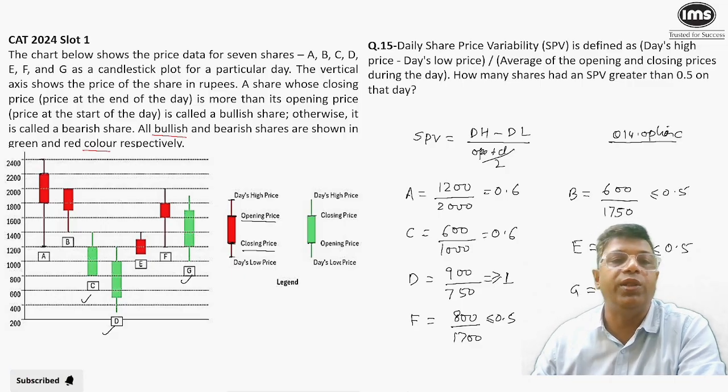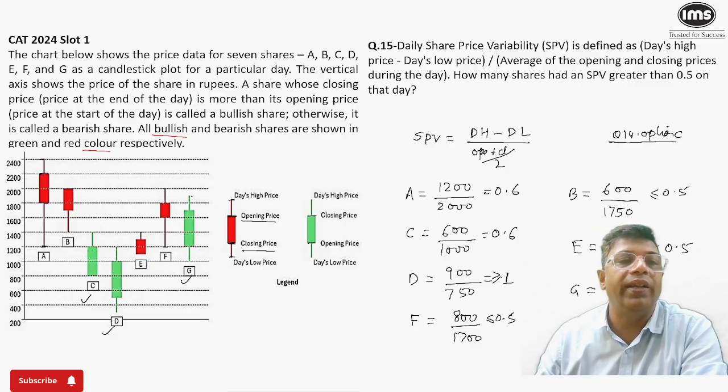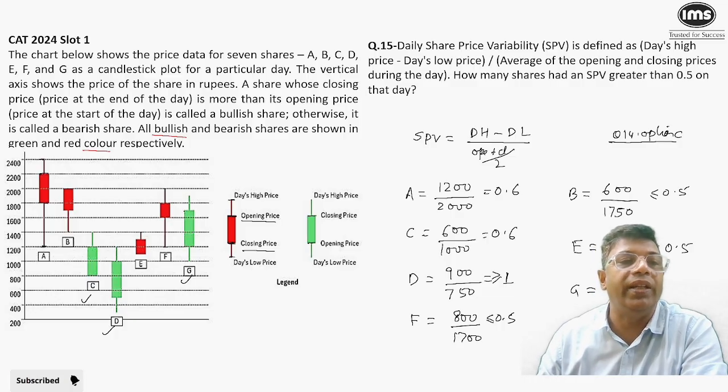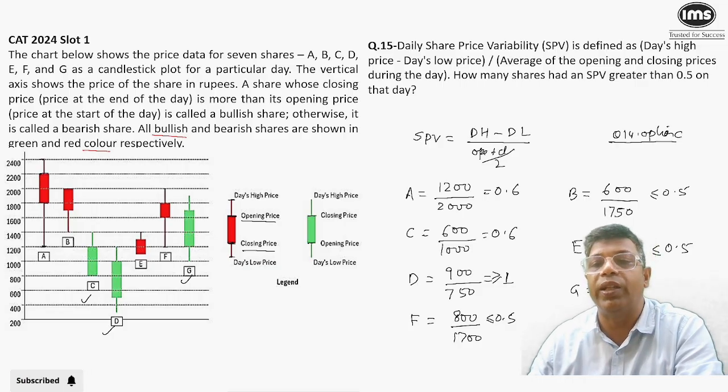Now we will calculate for G. Lowest is 1000, highest is 1900, so you can say 900 divided by the average, which is 1700 and 1200. So 17 plus 12 is 29, which means 1450. I can clearly say this value is greater than 0.5.